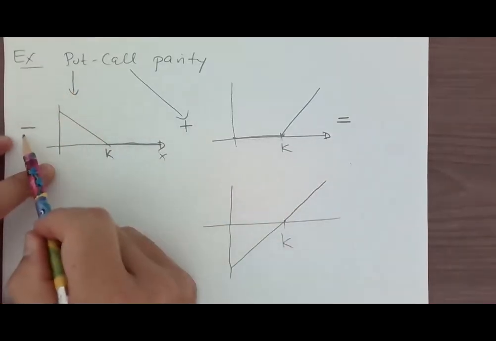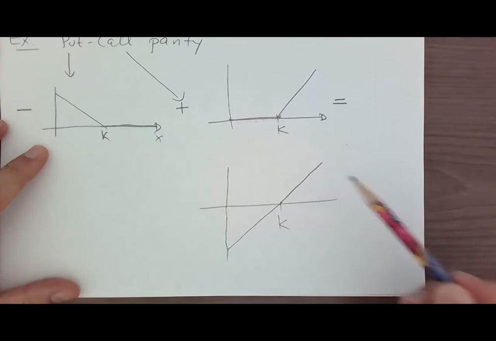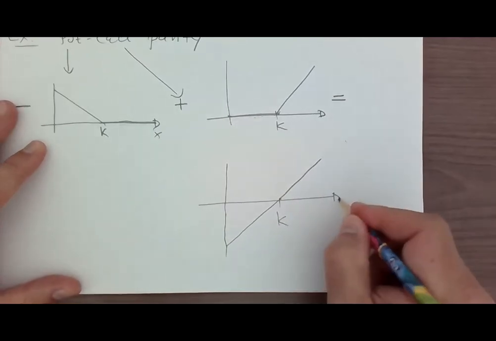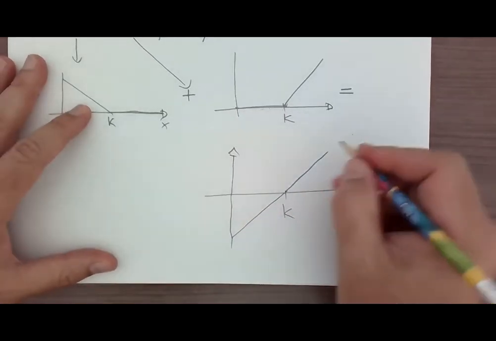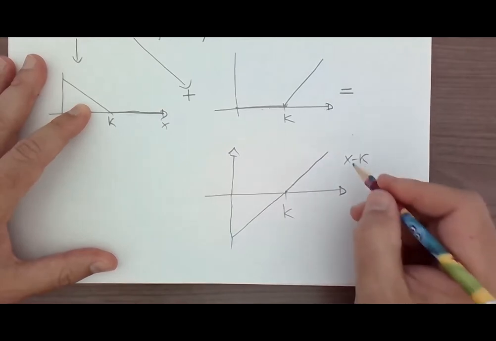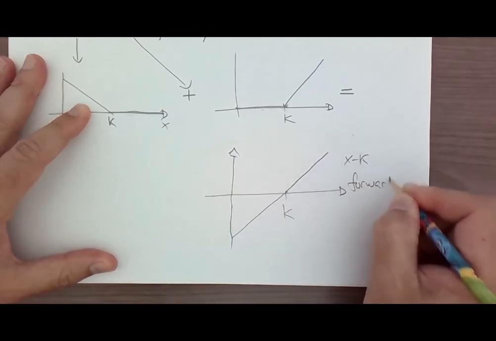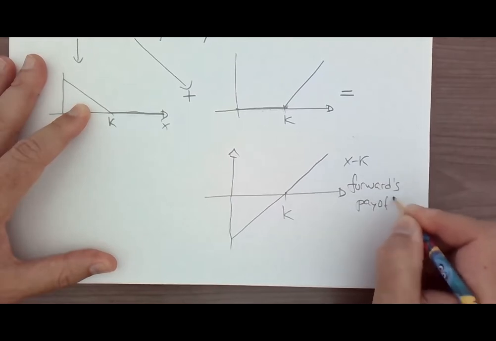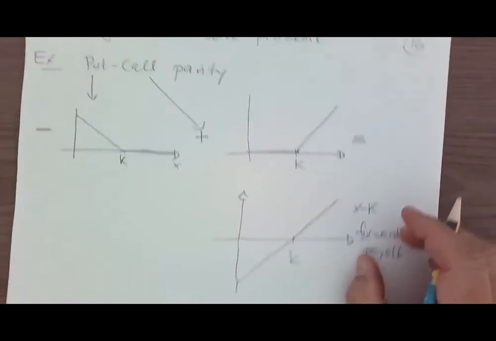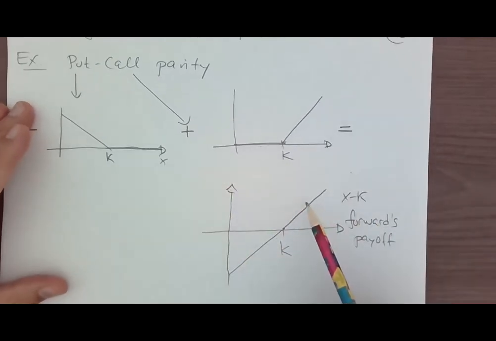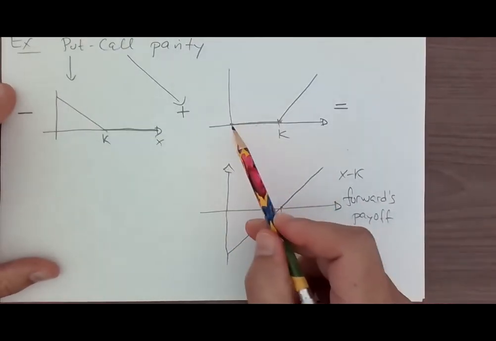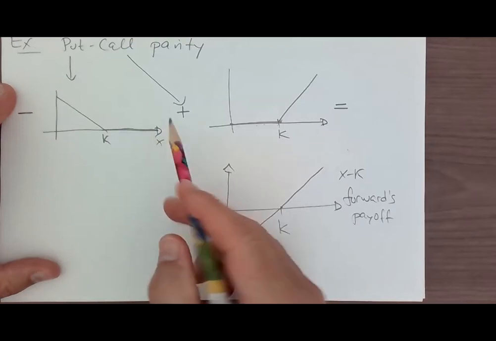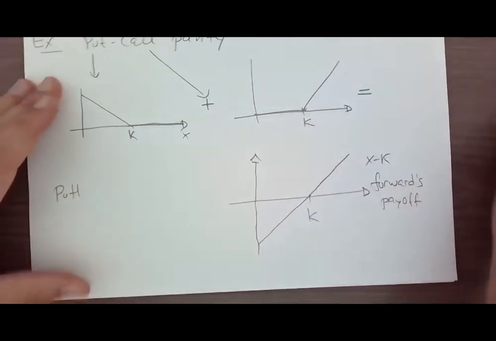Actually, I take this picture with a minus sign, this picture here with a plus sign, I add them together, and I get this thing. That looks familiar, right? This here is exactly x minus k. This is the forward. This is the forward pair. So you see what is happening now: the forward is going to be equal to the call minus the put, right? So you're going to get the put call parity just by looking at these pictures here.